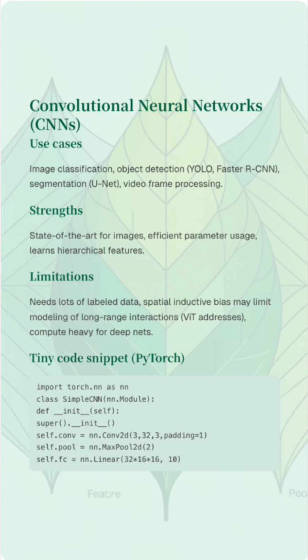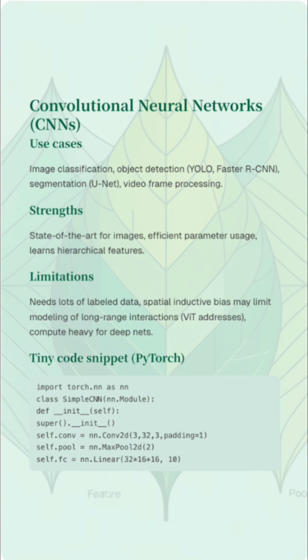Let's dive into convolutional neural networks, or CNNs. If you've ever seen a computer identify a cat in a photo or a self-driving car detect a pedestrian, you've seen CNNs in action. They're the engine behind most image tasks, from sorting your photos to pinpointing objects with systems like YOLO, to outlining the precise shape of every object in a medical scan with a UNet. So, what makes them so good?